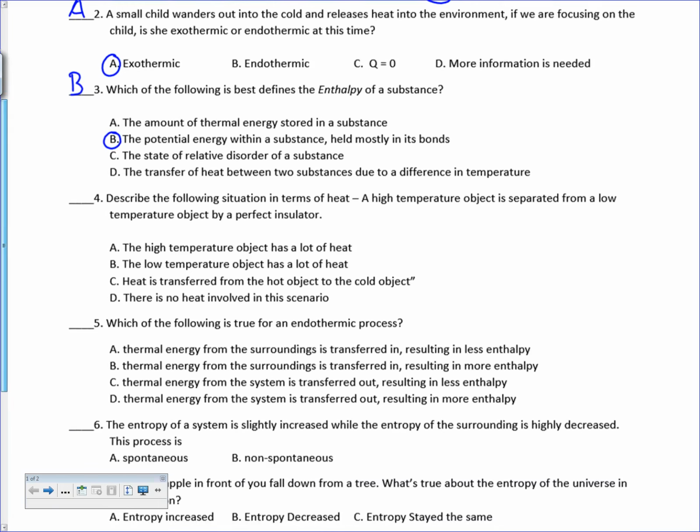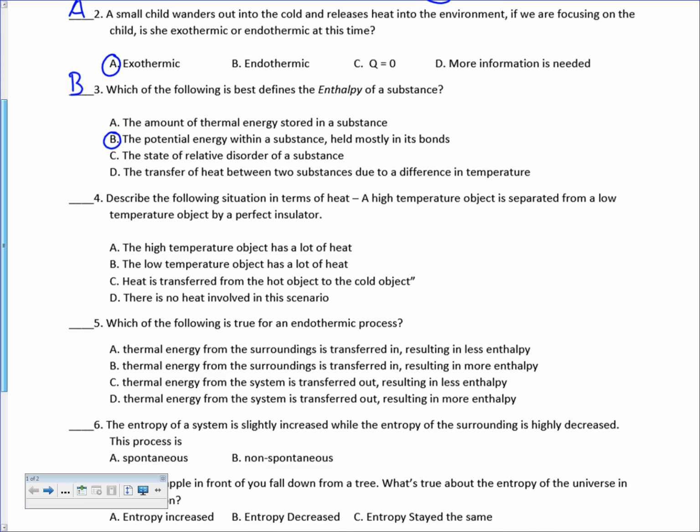The amount of thermal energy stored in a substance is related to kinetic energy or the motion of its particles or its temperature and things like that. The state of relative disorder, that's talking about the entropy. The transfer of heat between two substances due to a difference in temperature, that one is heat. Okay?